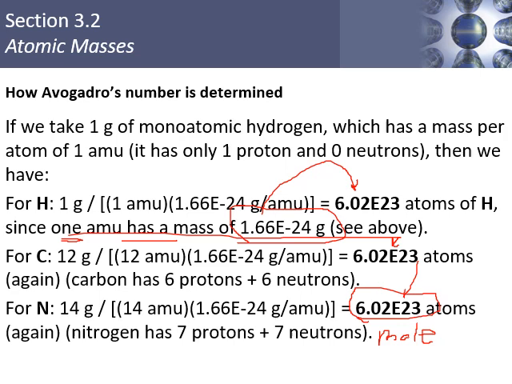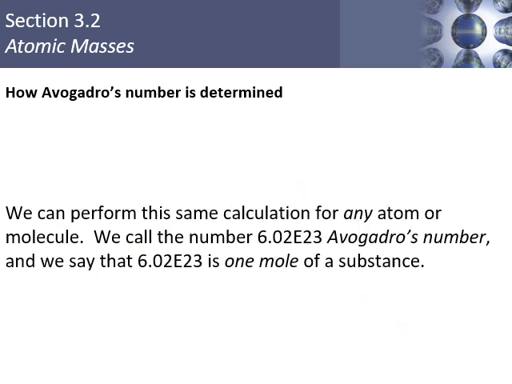Avogadro's number is 6.02 times 10 to the 23rd. So when you have 12 grams of carbon, you have 6.02 times 10 to the 23rd atoms of carbon, or you can say 1 mole of carbon. All right, so if you didn't quite get all that, it'll come to you hopefully as we keep going. So let's go to the next slide.